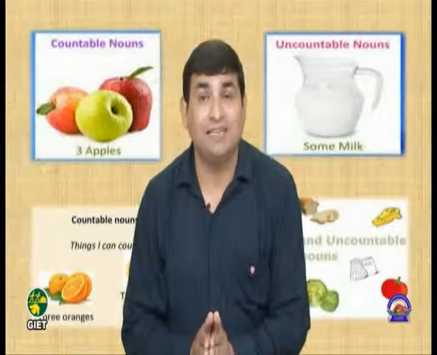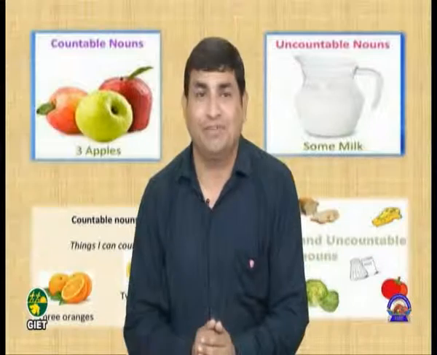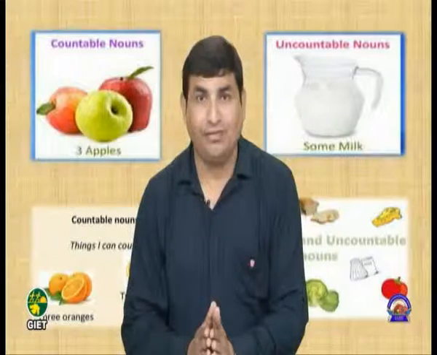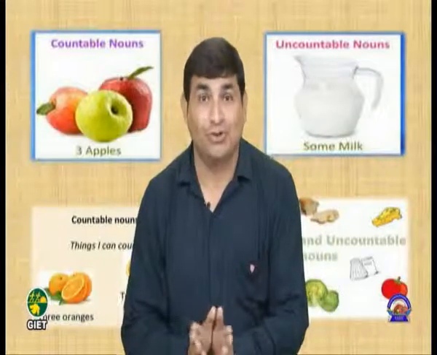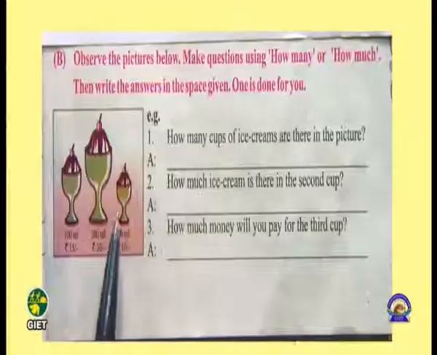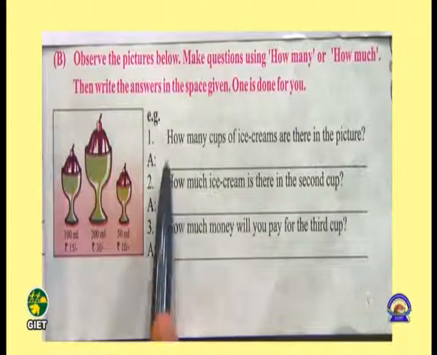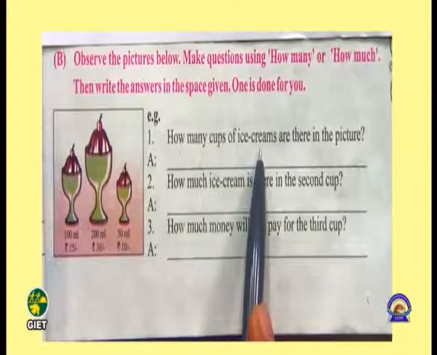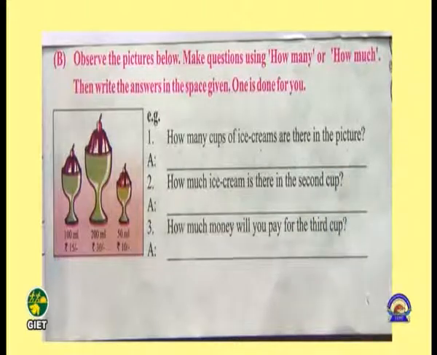Let's see activity number 8, part B. In this activity, you will see a picture. With the help of that picture, you have to answer the question. So, let's move to that activity. Here is a picture for your help. And the first question is, how many cups of ice creams are there in the picture? So, let's count them.